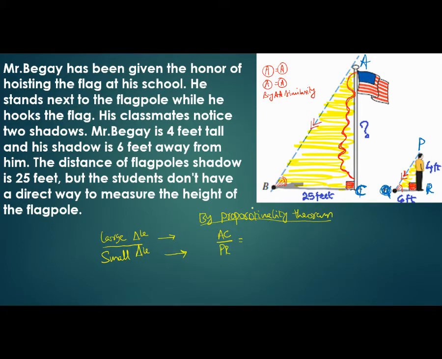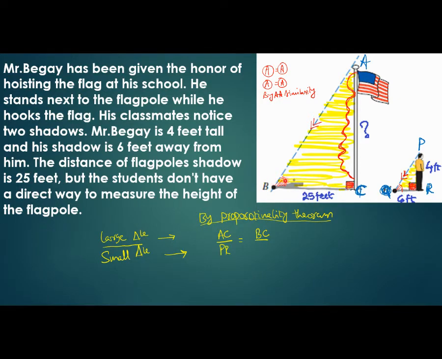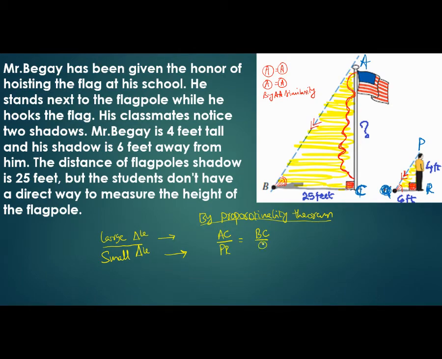Okay. In the same way, if I'm taking BC, please notice that BC is one of the sides of the large triangle, and the corresponding side is QR. So let me take BC over QR. Now just plug in the values.